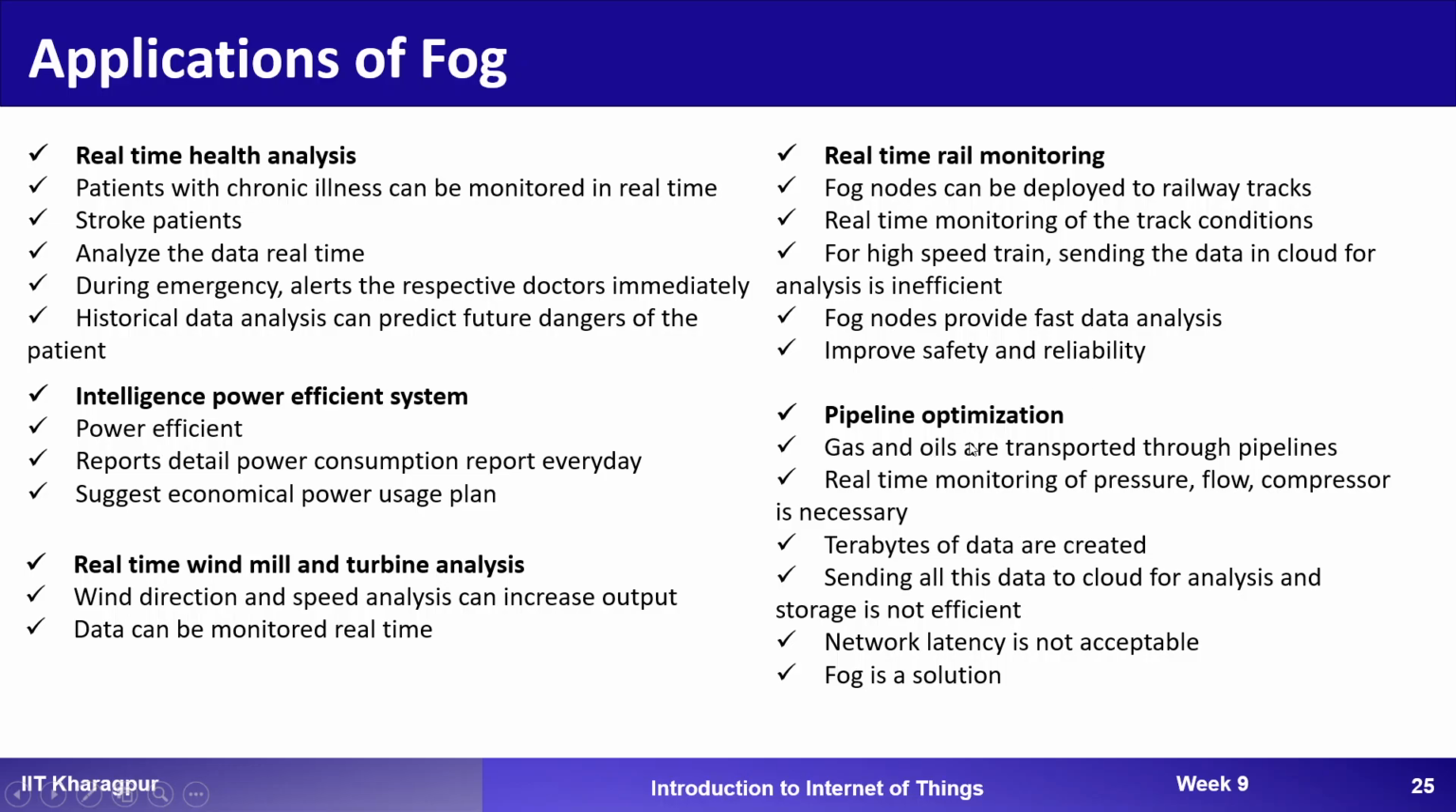Next one is pipeline optimization. Gas and oils are transported through pipelines. Real-time monitoring of pressure, flow, and compressor is necessary. Terabytes of data are created. Sending all this data to the cloud for analysis and storage is not efficient because network latency in such cases is not acceptable. Therefore, fog computing is a solution in such scenarios.